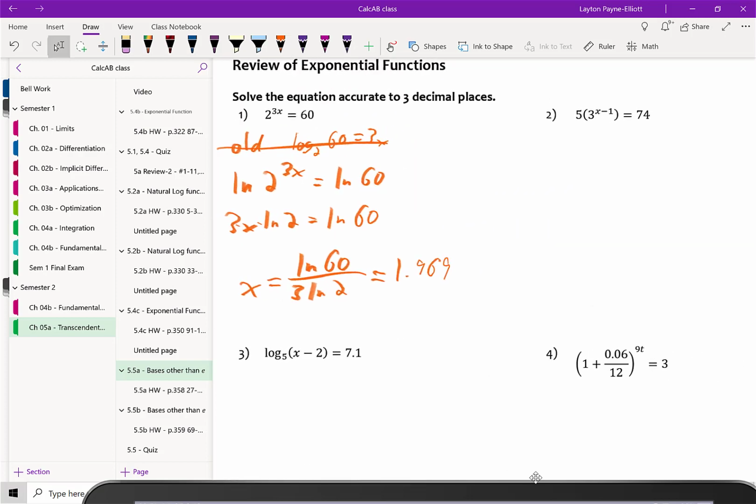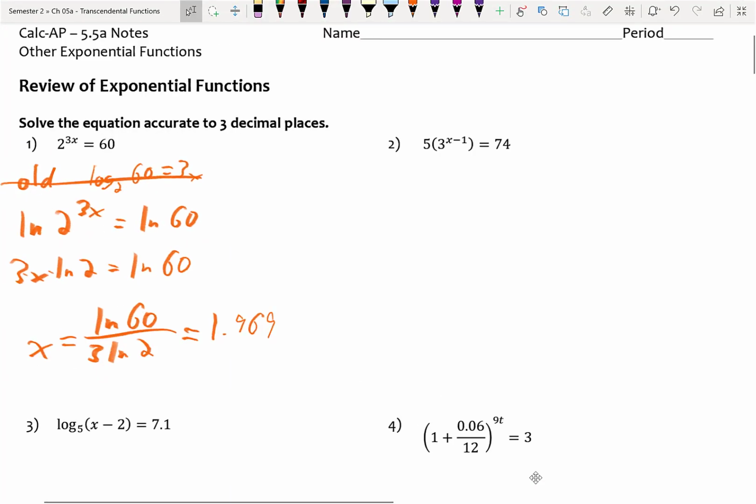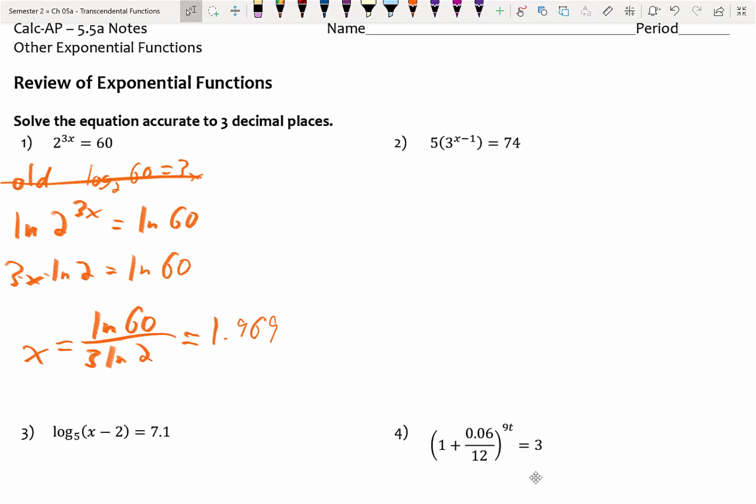Okay, next one. You have options on this. We're going to take the natural log of the left side and the right side because I want to do that. But do we divide by the 5 first? Do we divide by it later? Does it matter? Let's not do that and just show how you can use your log properties anyway.